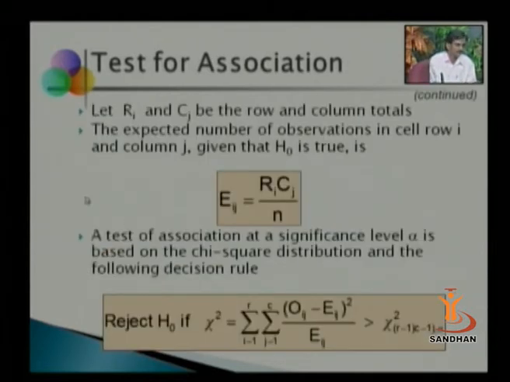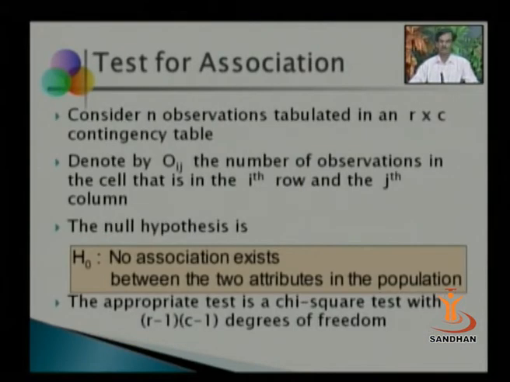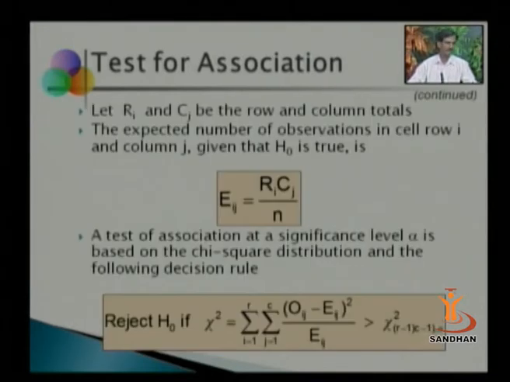Let Ri and Cj be the row and column totals. Then the expected number of observations in row i and column j, given that H naught is true. So what is H naught here? H naught is no association. That means they are independent. The categories are independent. So if they are independent, then by the probability law, we have Eij equal to Ri into Cj upon n. Eij is the expected frequency for the ith row and jth column, Ri is the row total for the ith row, Cj is the column total for the jth column, and n is the total number of observations.